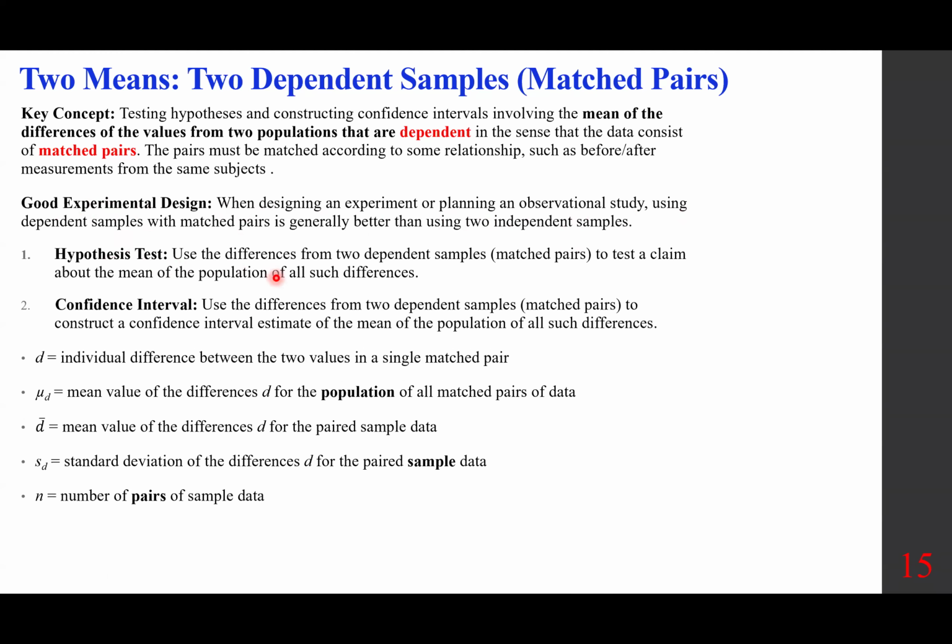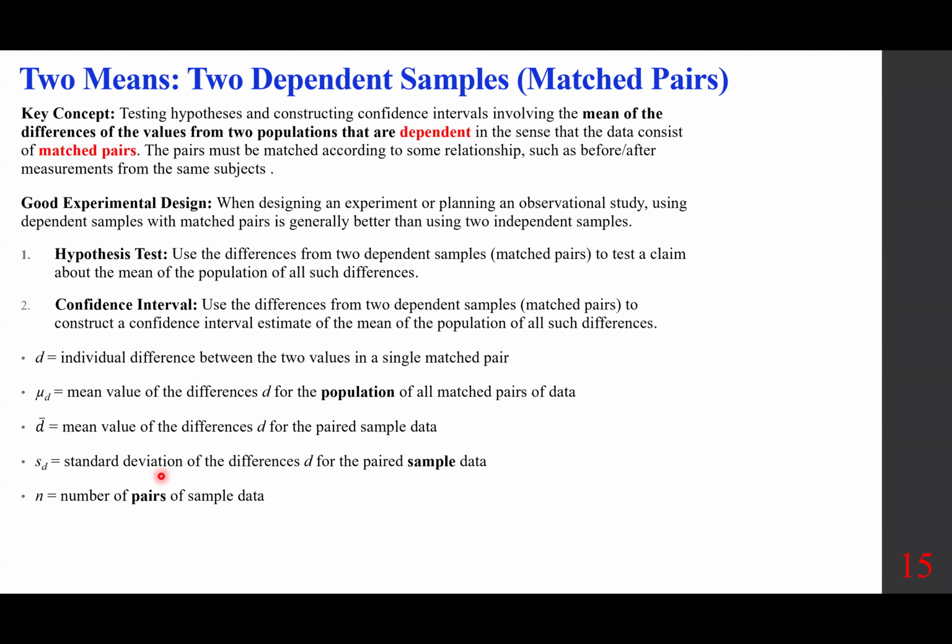Hypothesis test: use the differences from two dependent samples, matched pairs, to test a claim about the mean of the population of all such differences. Confidence interval: use the differences from two dependent samples, matched pairs, to construct a confidence interval estimate of the mean of the population of all such differences. D is the individual difference between the two values in a single matched pair. Mu sub D is the mean value of the differences D for the population of all matched pairs. D bar is the mean value of the differences D for the paired sample data.